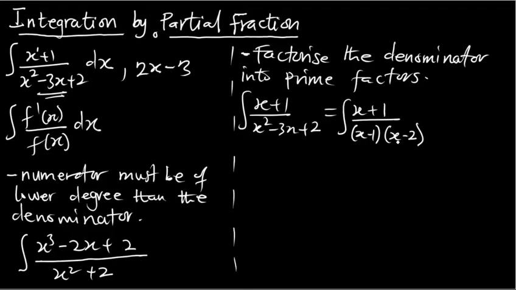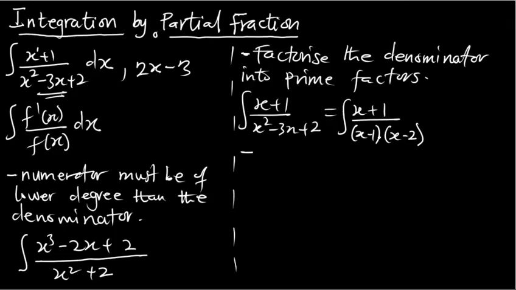We have to break it down into prime factors if possible, because there will be some functions or some denominators which cannot be broken down into factors. But if it is possible, you have to break it down into prime factors. Are we good? So now, if we break it down into prime factors, what do we do? Or if it is not possible to break down, what do we do?